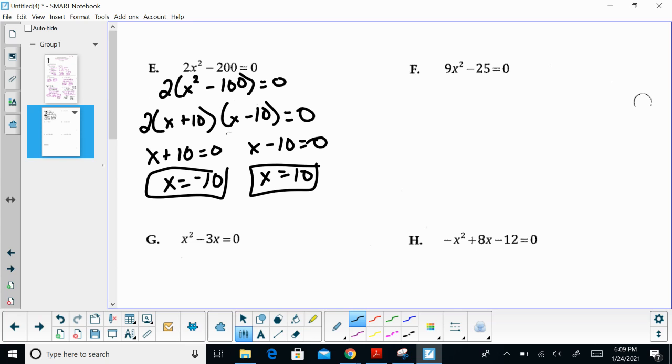I hope you're catching on here to what we're doing. We're just combining everything we've done so far, and adding solving.